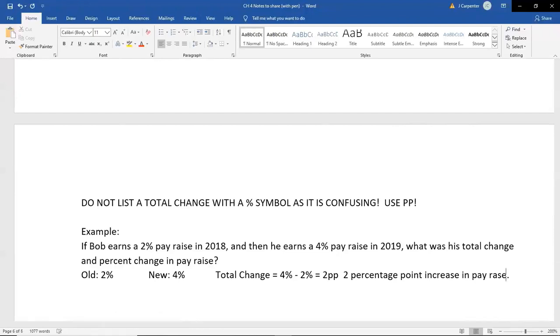The percent change, this is when we divide the total change and the original. Again, total change divided by original. The total change we just said was 2 percentage points.